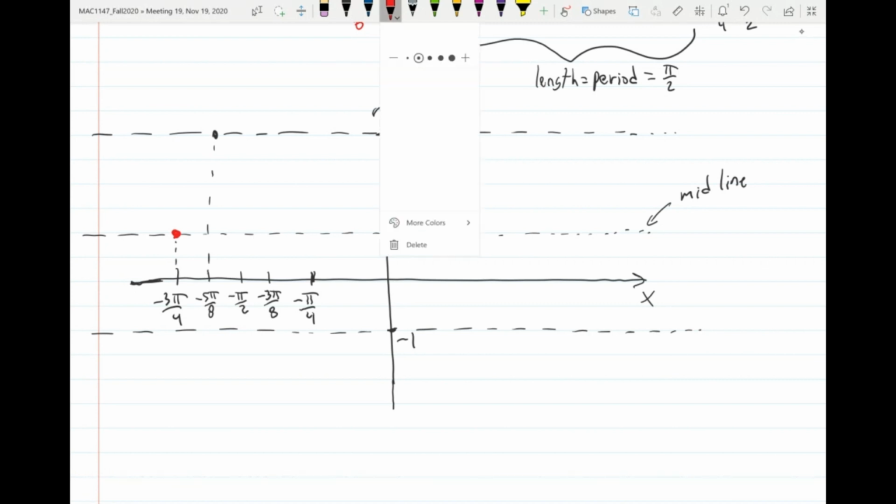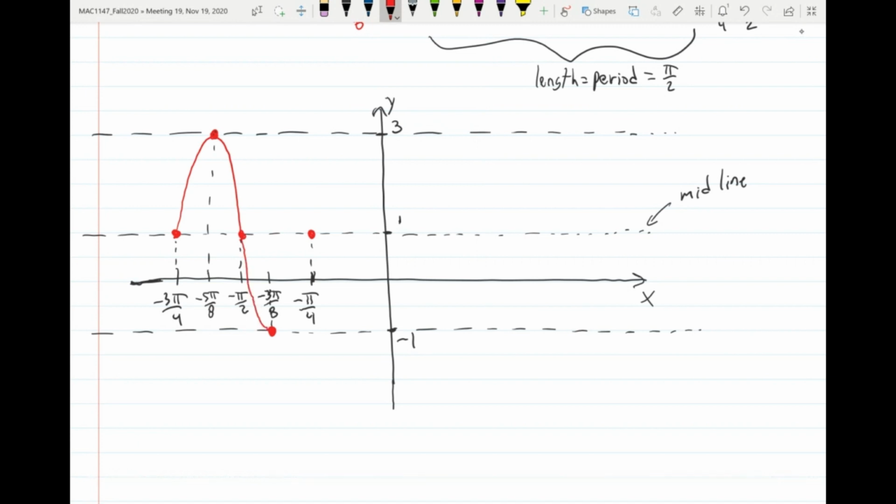Okay, one red. So we go up, then we go down to the middle, then we're gonna go down, and then we finish at the middle line. Okay, and now we can graph. So this would be go up, down to the middle, then go down here, and then back to the middle. So this is how the main cycle will look like. Do you understand this?